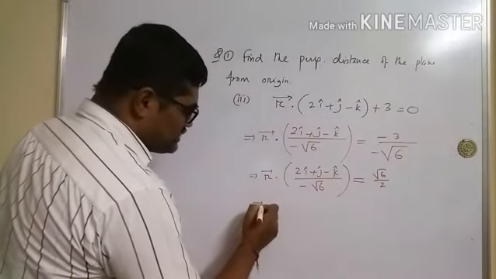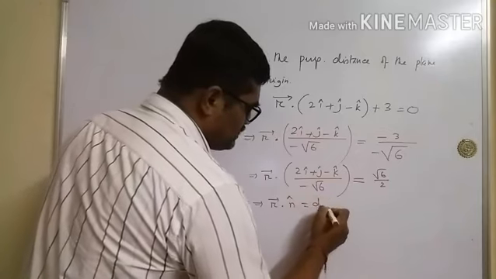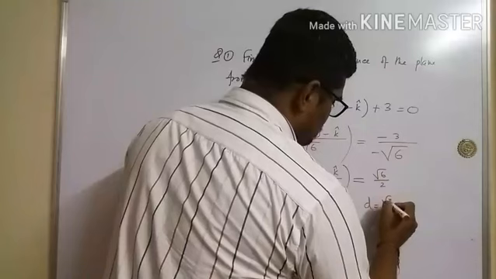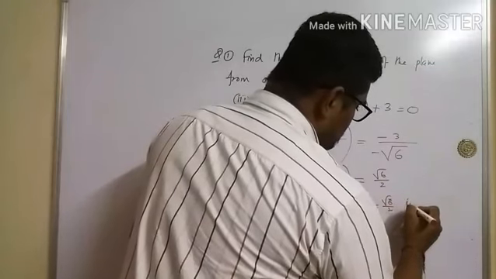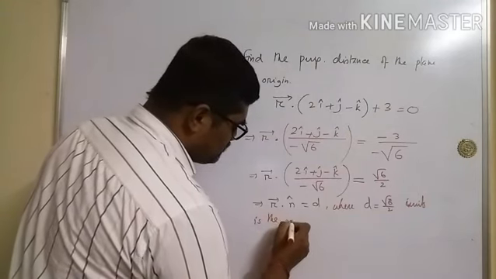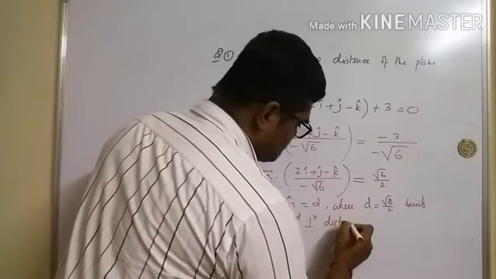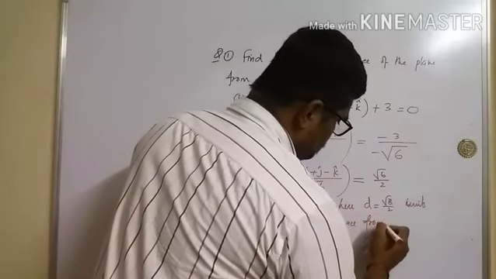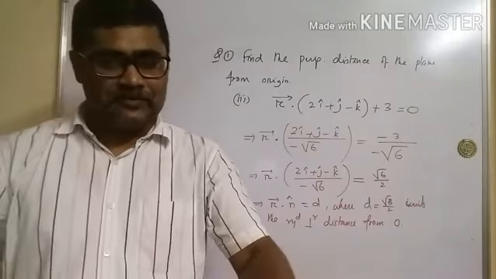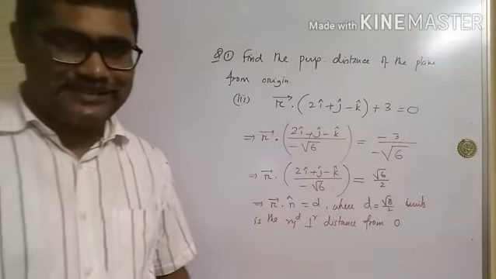So this I can directly write as R dot n cap equal to D, where this is another style you can use. D equal to root 6 by 2 units is the required perpendicular distance from origin, right? So that's it. Okay, so this is one of the problems which is very, very important, very basic, right?